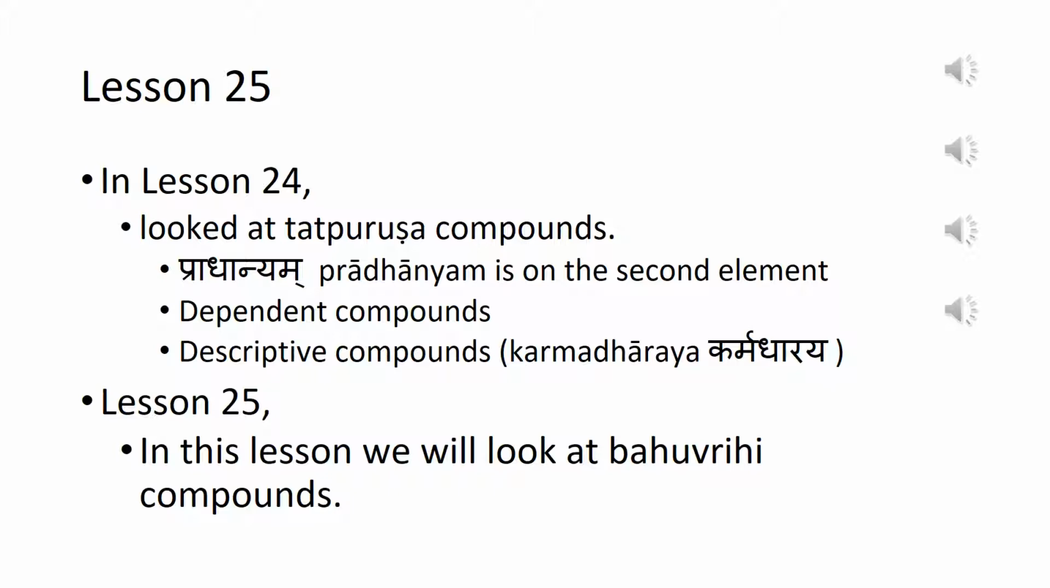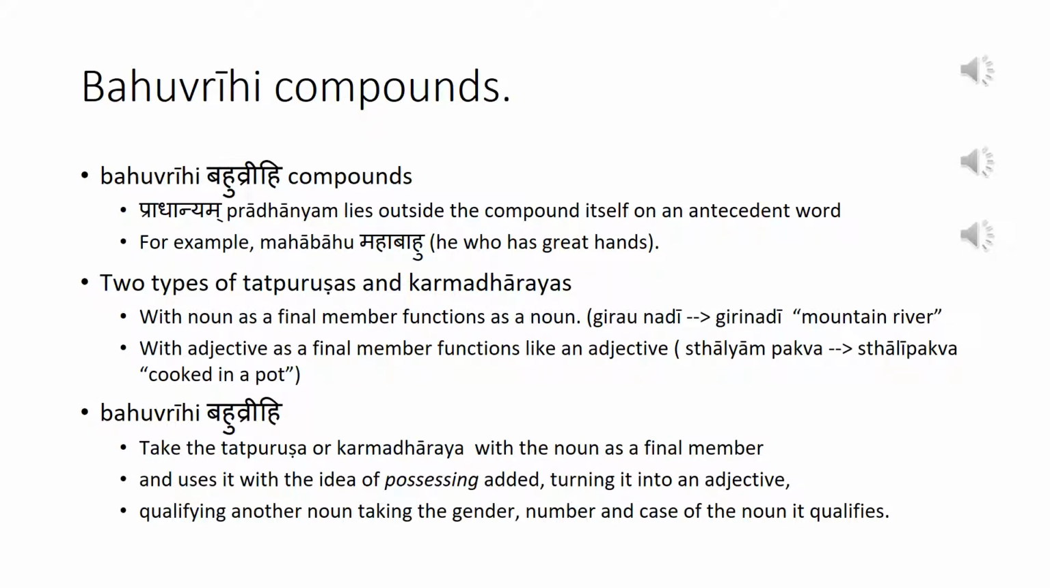In this lesson, we will look at Bahuvrihi compounds. We said in lesson 23 that compound words where the pradhanyam lies outside the compound itself on an antecedent word are called Bahuvrihi compounds. A Bahuvrihi compound takes a type of tatpurusa with a noun as a final member and therefore functioning like a noun and converts it into an adjective, which then qualifies another noun, taking the gender, number and case of the noun it qualifies.